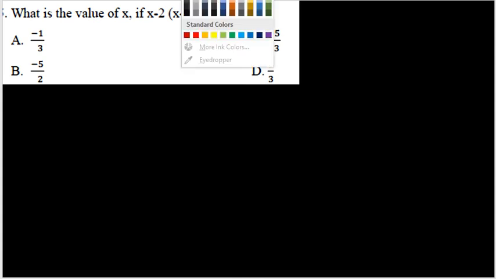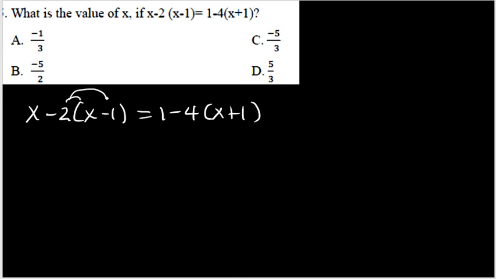Next question, again it is linear equation. Linear equation, but it has no fraction. But we need to remove the bracket. So what is given? x minus 2 in bracket, x minus 1 is equal to 1 minus 4 in bracket, x plus 1. So let us remove the bracket first. The 2 will multiply each of them, here also the 4, and take care of the negative. So it will be x minus 2x plus 2. Why plus 2? Because negative times negative will be positive, is equal to 1 minus 4x minus 4.